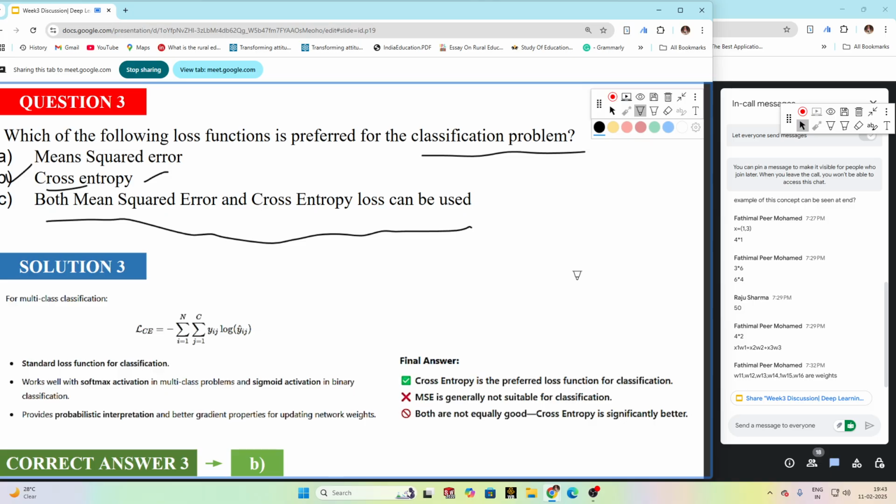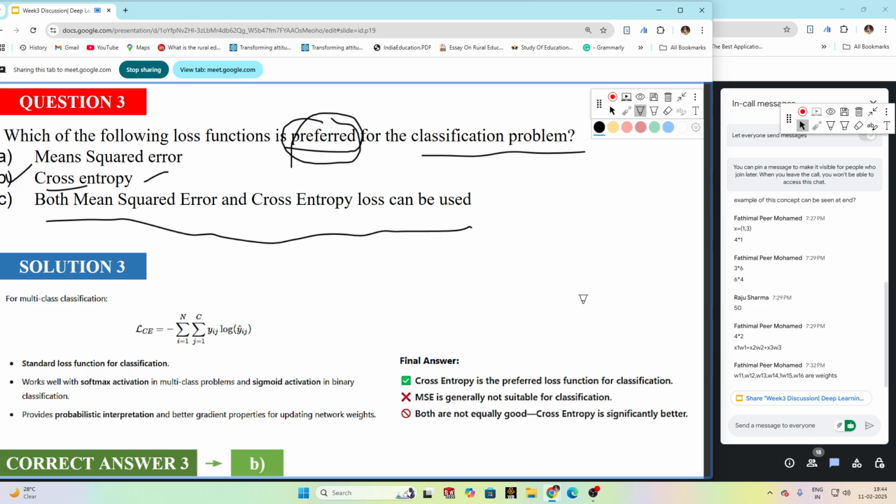Is it possible that we can use both mean squared error and cross entropy? Yes, we can use it. The question is whether it can be used or not. Mean squared error can be used, but here the question asks which is preferred. We always prefer cross entropy for a classification problem. We can use both, but mean squared error does not have that much significance in a classification problem. As the question says preferred, cross entropy is always preferred.